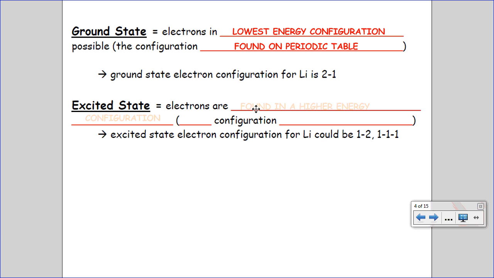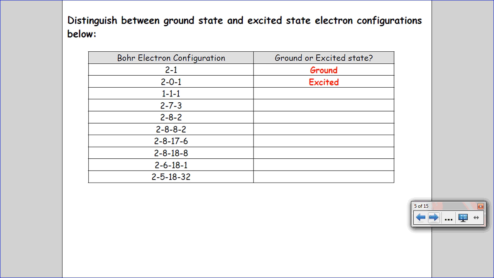Excited state: electrons are found in a higher energy configuration, basically any configuration that's not found on the periodic table. So an example of an excited state electron configuration for lithium could be 1-2 or 1-1-1. It still has 3 electrons, but they're not in the closest packed orientation anymore. They're looser. They've moved up, moved out. They've absorbed energy. They've become excited. So we're going to decide if things are excited or ground state just by looking at the electron configuration now.